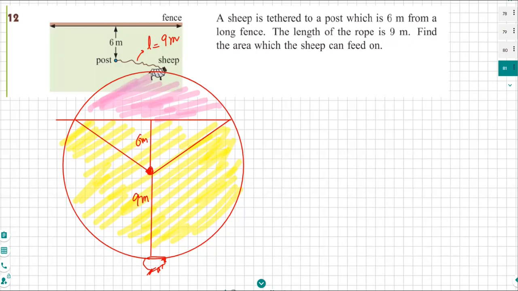Okay. This is obviously the radius, and it must be 9 as well. Got it? According to the circle property, these 2 lengths must be equal. Got it?